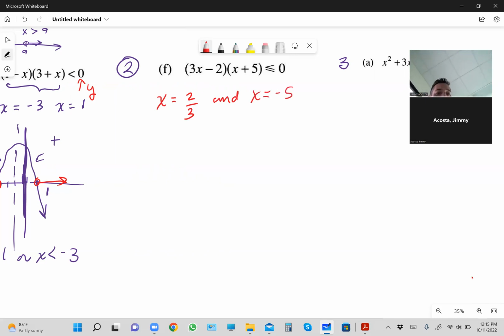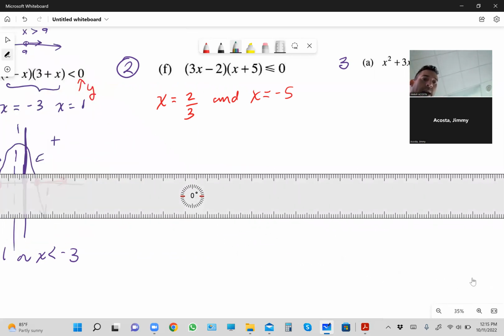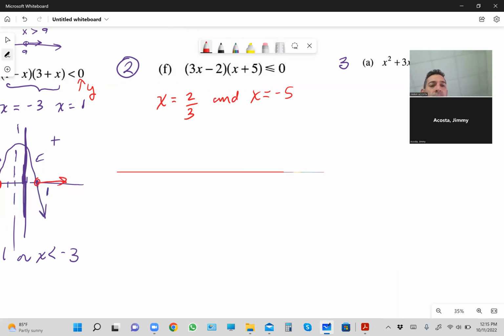Negative 5. Now, I will make my number line in rainbow color. It's very important to use rainbow color. It doesn't want to write. Oh, it doesn't want to do a line in rainbow color because it has multiple colors, so it wants to be solid. It didn't let me. That's so sad. So there we have a number line.